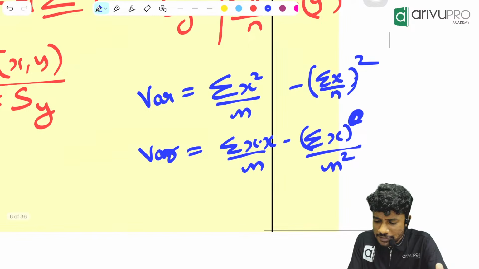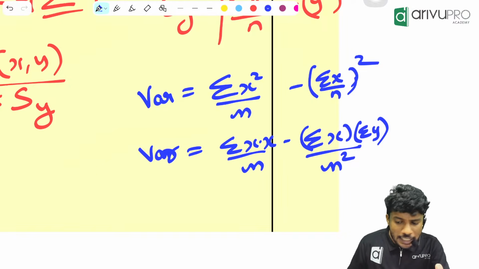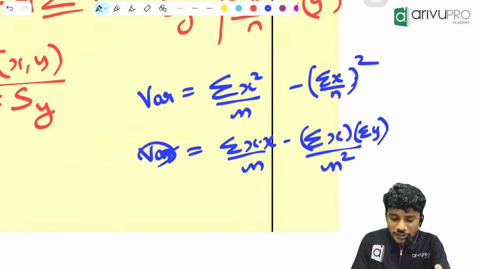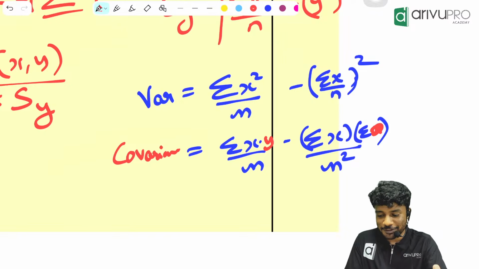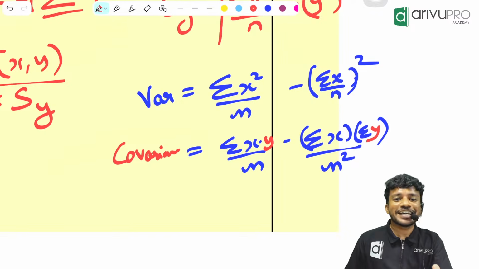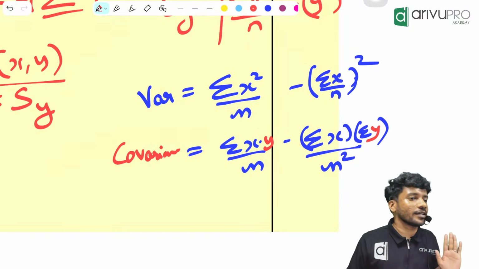Similarly, can I write sigma x the whole square as sigma x into sigma y? I can do that. Now I am converting this variance into covariance. Covariance means two variables should be there at the same time. Instead of one of the x, I will put y. This is the formula for covariance.